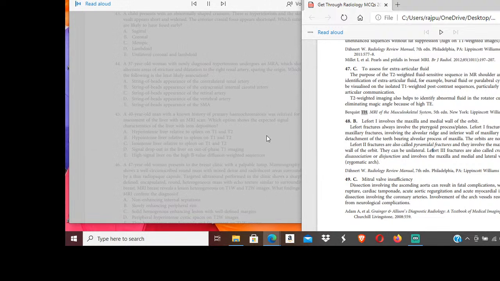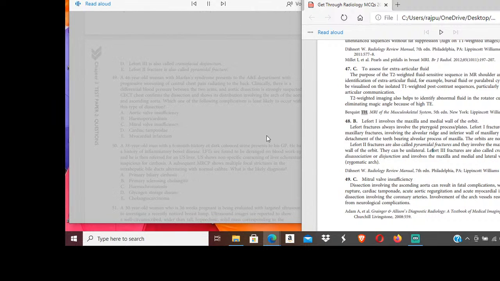Chapter 3. Test Paper 2, Questions. D. Lefort 3 is also called craniofacial disjunction. E. Lefort 2 fracture is also called pyramidal fracture. 49, A.